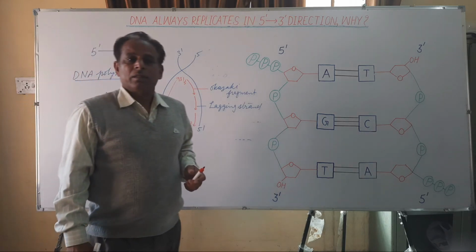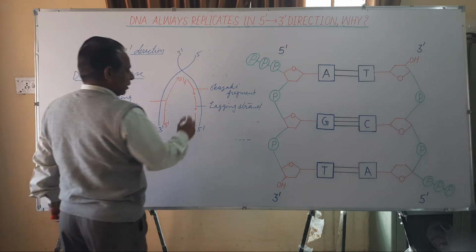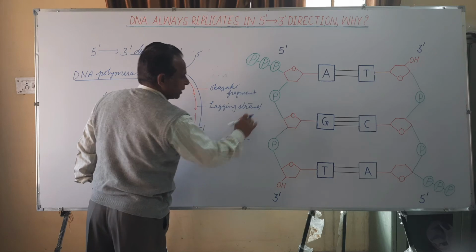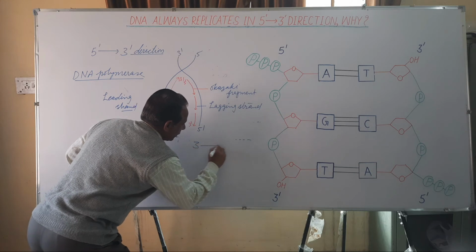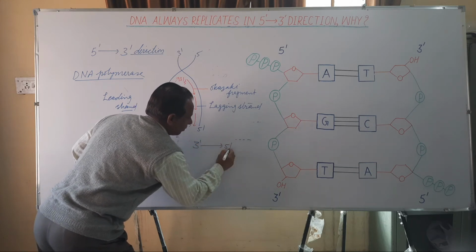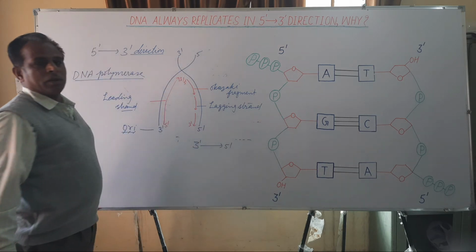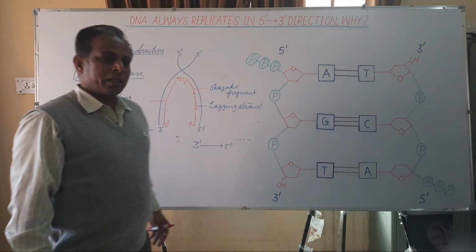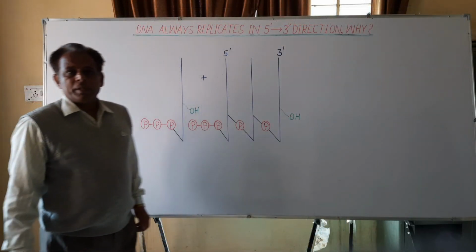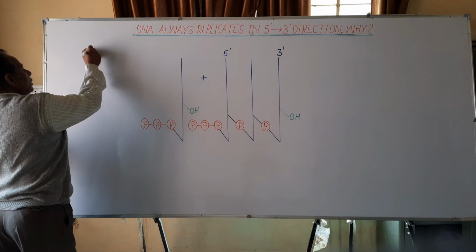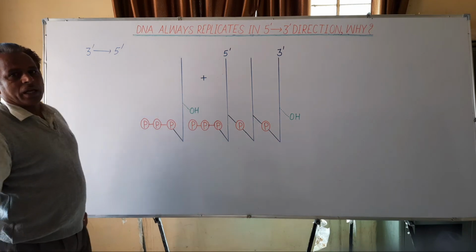One might wonder why the cell evolved such a complex system of discontinuous lagging strand synthesis rather than continuous synthesis in 3' to 5' direction on the strand running in 5' to 3' direction. Means why the DNA doesn't replicate in 3' to 5' direction. If DNA replicates in 3' to 5' direction, then what will happen?